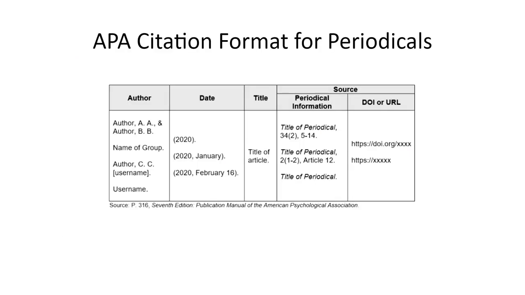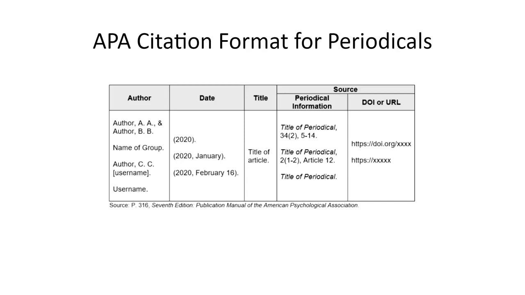The format for citing a periodical, whether it's print or online, is as follows. Begin with the author's last name, a comma, and then the author's first and middle name initials, with each initial being followed by a period. Next is the date, enclosed in parentheses, or N.D. if there is no date. The end parenthesis is followed by a period. Next is the title of the article, followed by a period.